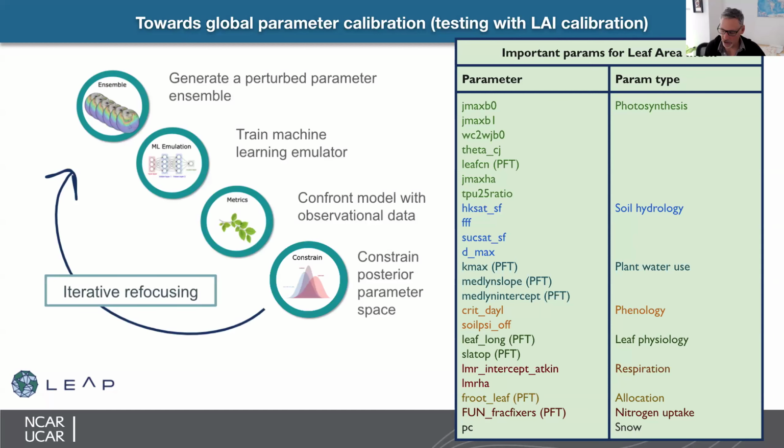So then, you do what you would expect. You run a Latin hypercube, large parameter perturbation ensemble. You train your machine learning emulator. You confront the model with observational data. You can train this parameter space. You may find that you need to do some refocusing to zero in on the parameter space where all the action is, and then repeat this process.